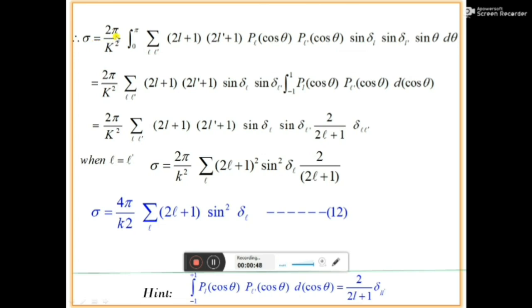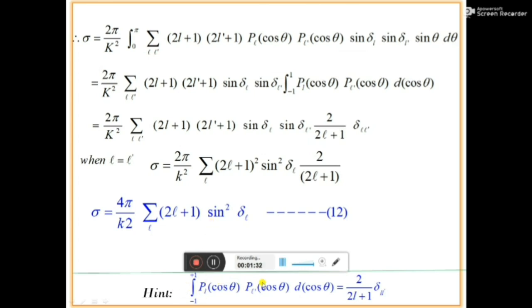Therefore sigma is equal to 2 pi by k square, integral over the limits 0 to pi, summation over L, L prime, 2L plus 1, 2L dash plus 1, PL of cos theta, PL dash of cos theta into sin del L, sin del L dash into sin theta d theta. Taking out all the L's outside the integral, including the summation over L and L dash, and retaining the thetas inside the integral, you will get like this.